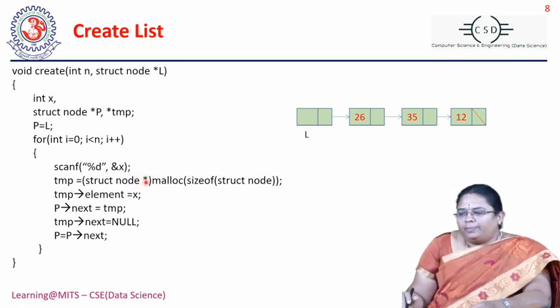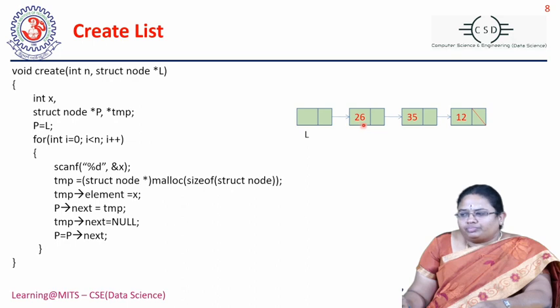So temp element means we are accessing the structure field. Temp is the structure pointer, and we are accessing the structure element using the structure pointer temp. So temp arrow element. So this is temp. Temp's element is this place. Here we are storing this 26, right?